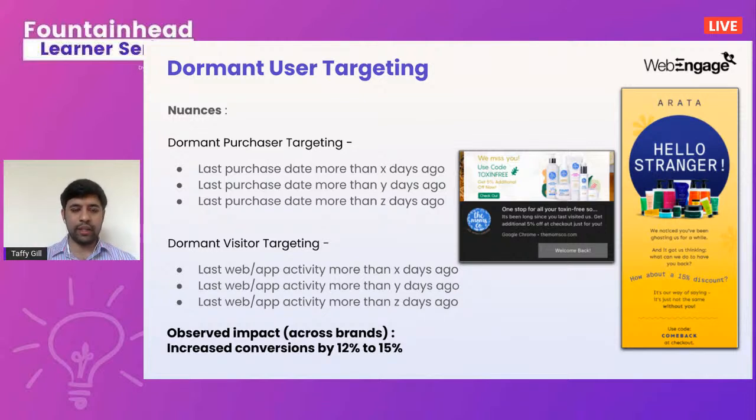So similarly, it's all about identifying the right time frame, considering the industry that you're in, and thereafter targeting them based on whether they are purchasers or have they just been visitors. So we have two samples on the right highlighting how Arata and Momsco are reaching out to their dormant users. In both the cases, a promo code is being offered. But as I said, a lot more can be done. You could talk about a lot of other aspects to take such a use case ahead.